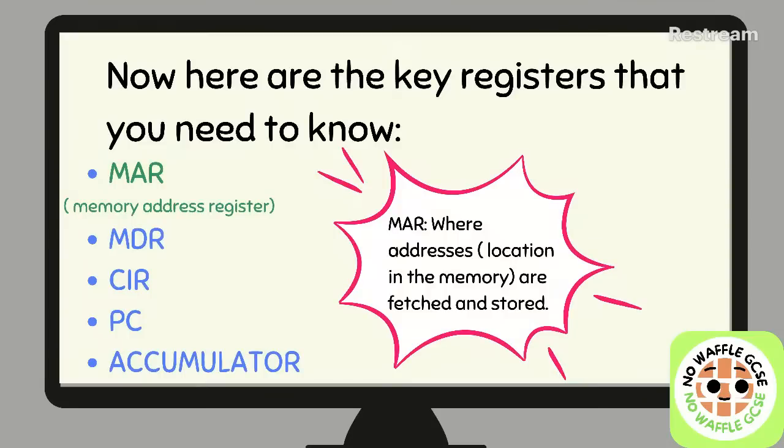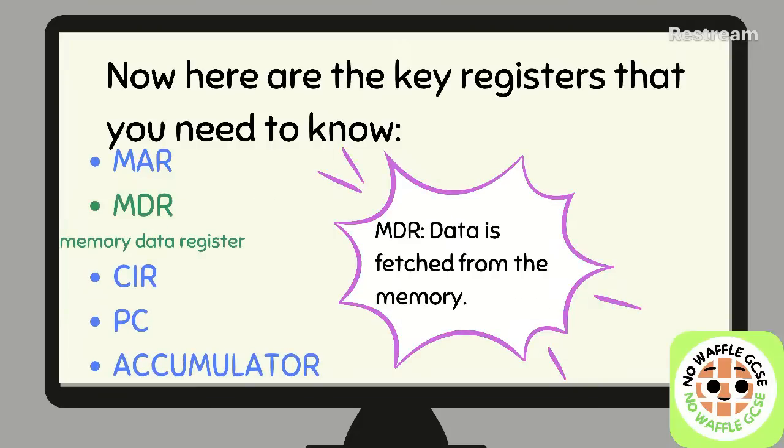So going through these, we've got the MAR, which is the memory address register. This is where the addresses, i.e. the locations in the memory, are fetched and stored. So if you're going to make a request, you're going to look for a certain piece of data. Now, that data is going to be stored at a certain address. So the MAR is where those addresses are fetched and stored. We'll be going through CIR in a minute.